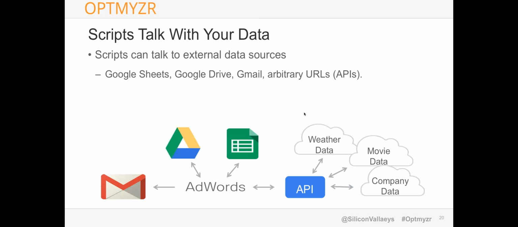which a lot of people may not be really familiar with what that means, but as a simple example, say you have weather data, or you have a database of movie data, or you have your own company's data on a database, you can actually connect that directly into your AdWords accounts. And so that becomes really powerful because now you can do some really, really cool stuff. So let me show you a couple of examples of what you could do.